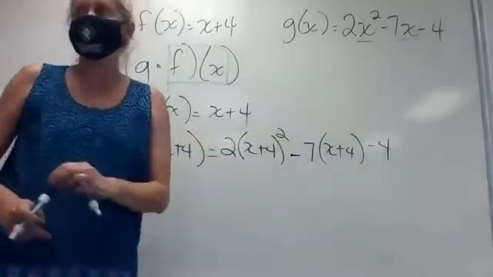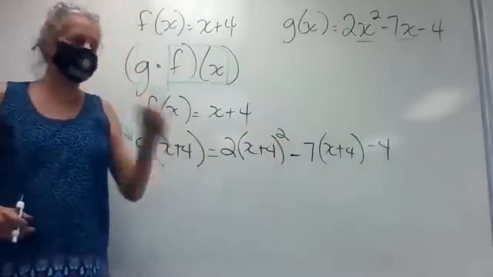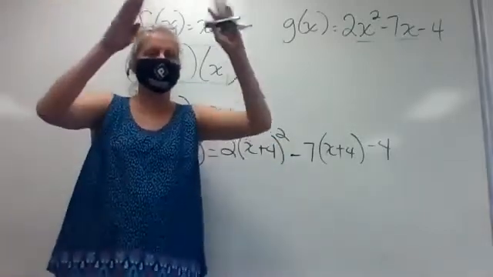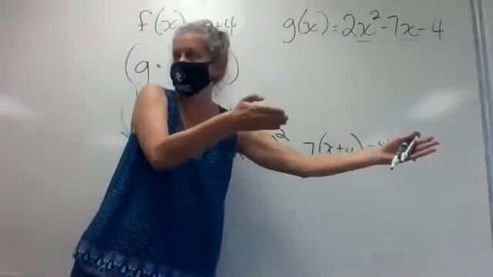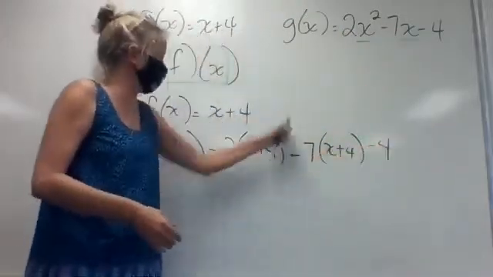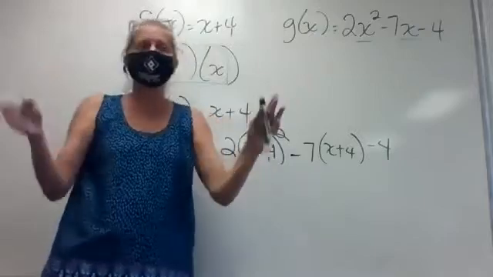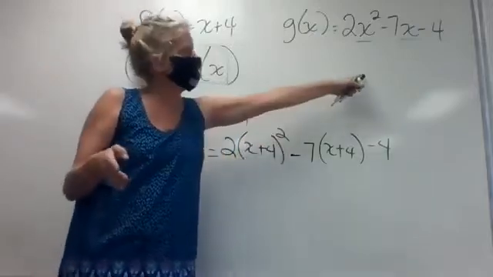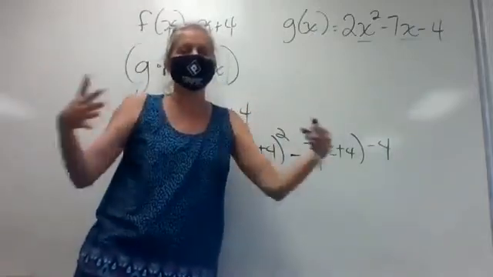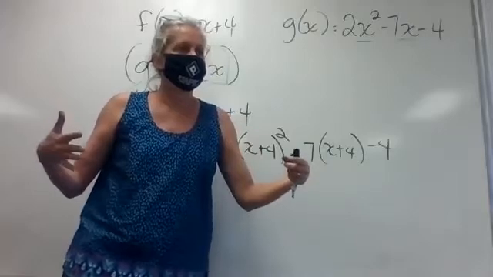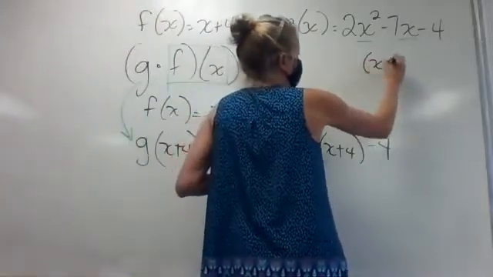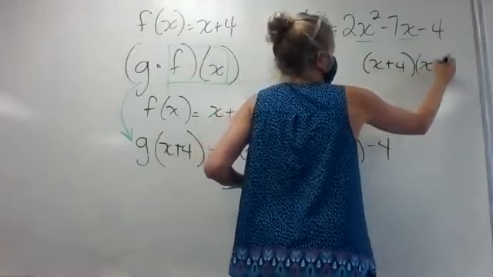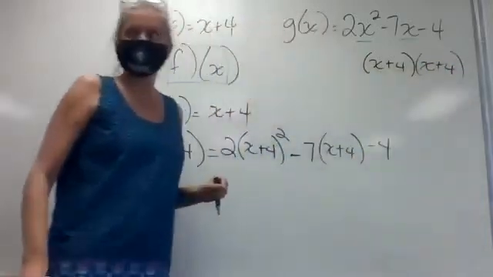Now, I've got to simplify this, and the first thing I got to do to simplify this is take care of that exponent. What does x plus 4 squared mean? It means x plus 4 times x plus 4. You don't just square each of those numbers. You square the whole thing. Okay? So I'm actually going to write that out over here because I'm going to have to FOIL that. You'll see that once you write it out. x plus 4 squared really means that.